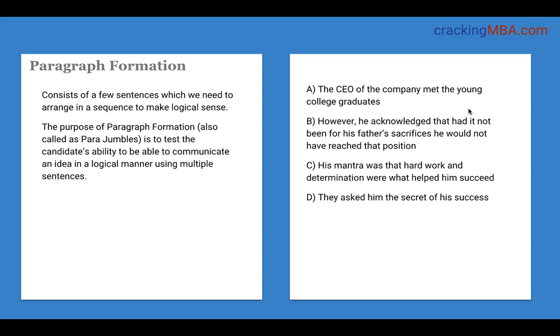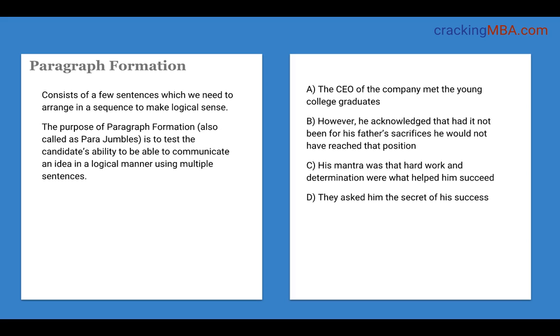So the first sentence says the CEO of the company met the young college graduates. Second says, however, he acknowledged that had it not been for his father's sacrifices, he would not have reached that position. His mantra was that hard work and determination were what helped him succeed. They asked him the secret of his success. So clearly, they are not in a particular order.